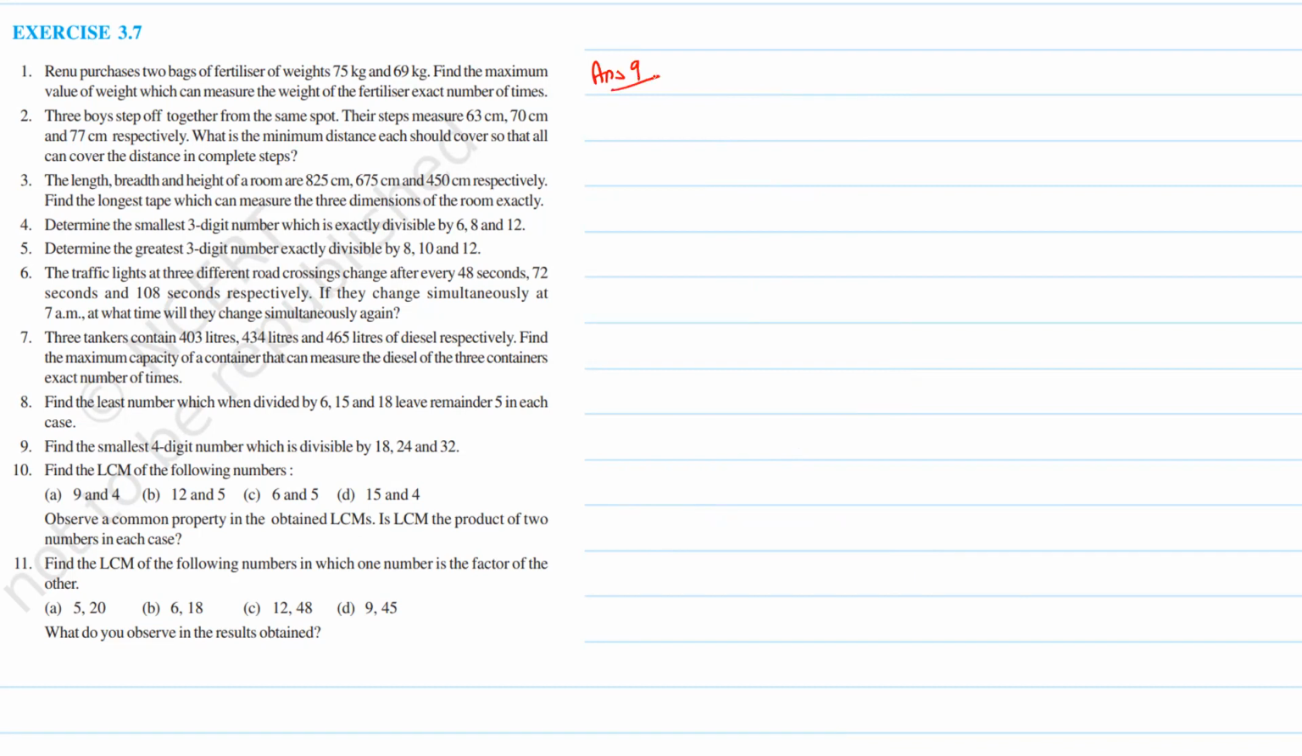Answer 9. Find the smallest 4-digit number which is divisible by 18, 24 and 32. So in this, again, LCM of 18, 24 and 32. I am writing it directly. It will be 2 into 2 into 2 into 2 into 2 into 3 into 3, which will come out to be 288. Now you have to find the smallest 4-digit number.